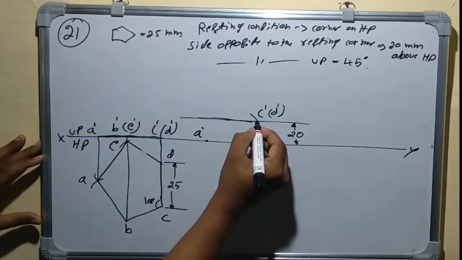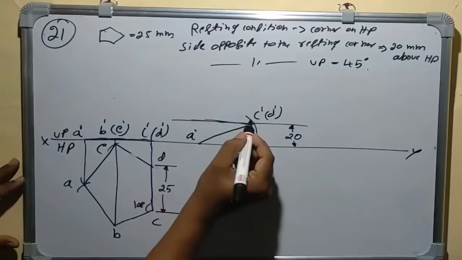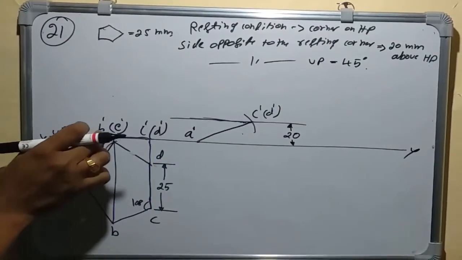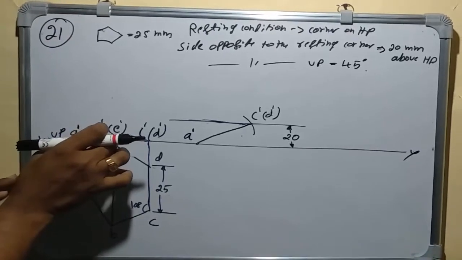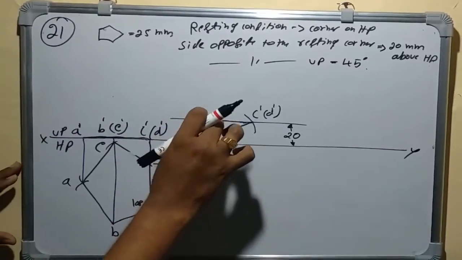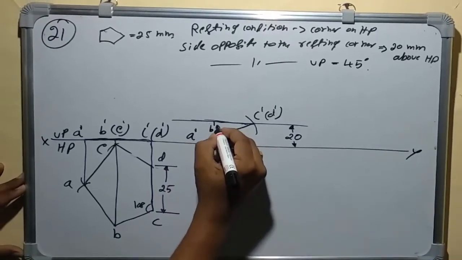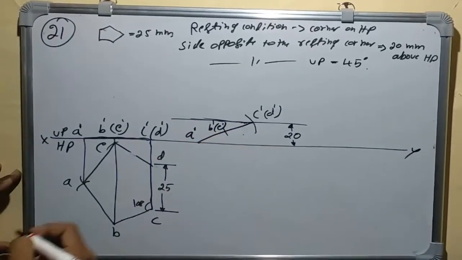Then you join the line between C dash and D dash to A dash, and then to get B dash or E dash, measure A dash to B dash or E dash, take this distance, take A dash as center and draw one more arc, and that arc will be B dash or E dash.